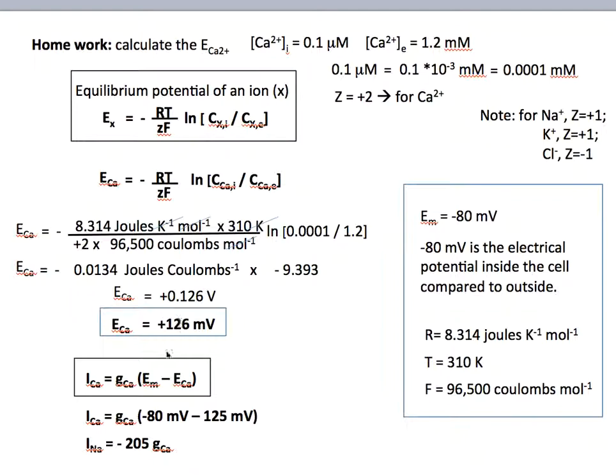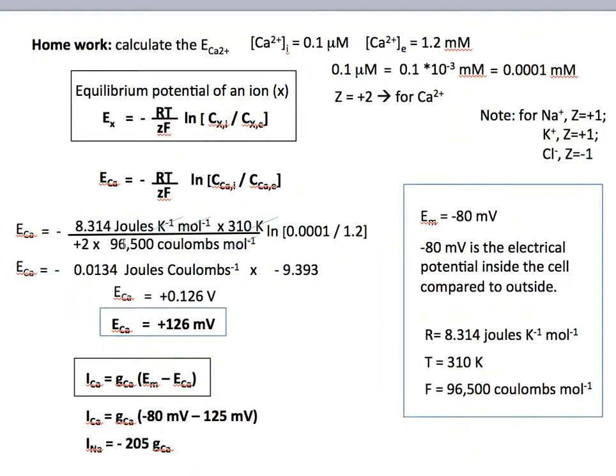So you take this value and then you do the EM minus ECA. EM is negative 80, ECA 125. So you get negative 205. And that's pretty high, right? So when you have calcium ions coming in, when the calcium channels open, calcium's Nernst potential is 125, 126, but the membrane potential is negative 80. So it's going to go from negative 80 all the way up to plus 126, and that's a lot of driving force. And that's why you get this humongous value.